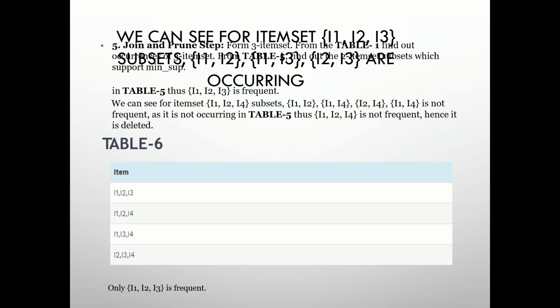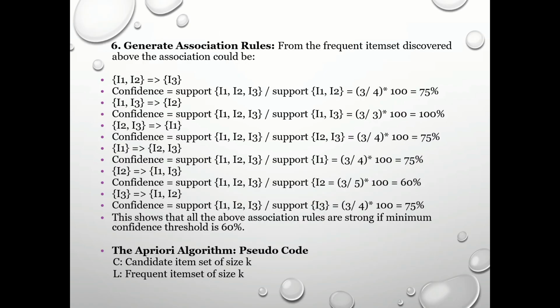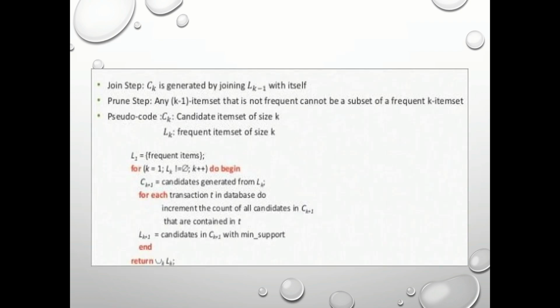Then we count the next three sets of items: first the single sets, then the two combinations and the three combinations of the item sets. Then finally we get the answer: L1, L2 and L3 are frequent. This is the final answer. Confidence and support will be calculated from here. Then the Apriori algorithm pseudo code is there.